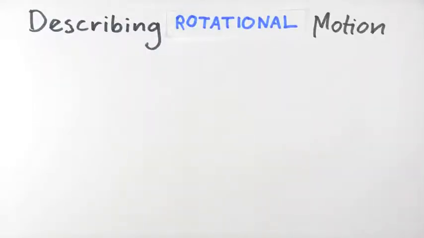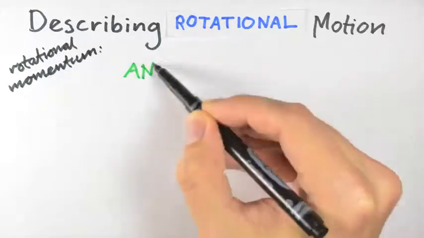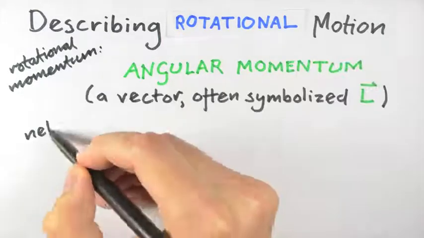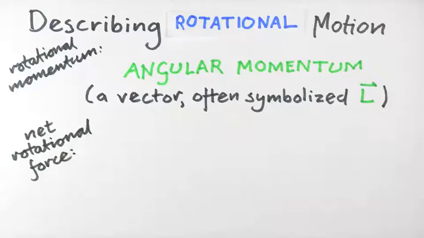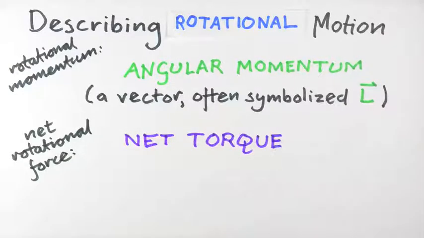We describe the rotational motion of our system with a rotational momentum we call the angular momentum, and we call the net rotational force exerted on our system by agents in the surroundings the net torque.